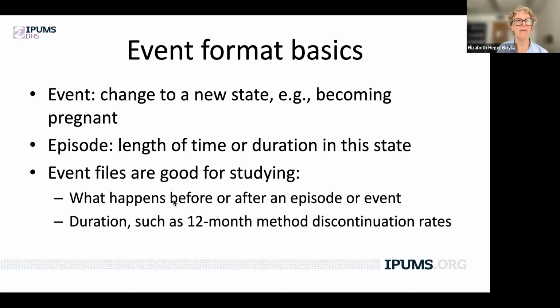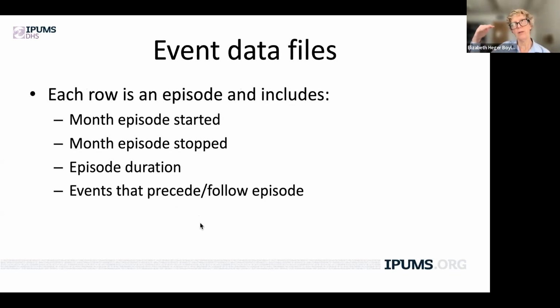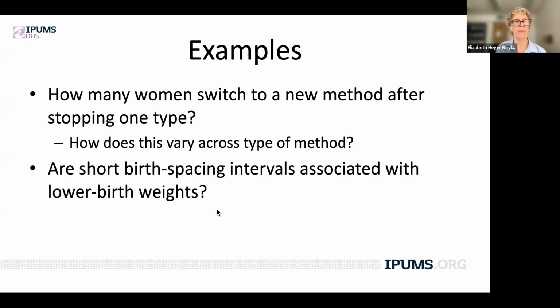In an event data file, each row, rather than being a woman month, each row is an event with an episode, and it's going to include the starting event, the month the episode started, the month the episode stopped, the episode duration length, and events that precede or follow the episode. And we will also be providing data code on how to create event files, and we have an example of how to use event files if you want to have the data in that format.